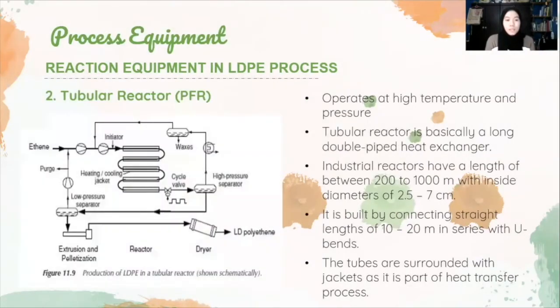The second main equipment is the tubular reactor, also known as PFR. PFR operates at high temperature and pressure just like CSTR. A tubular reactor is basically a long double pipe heat exchanger. The industrial reactors have a length of between 200 to 1000 meters with inside diameters of 2.5 to 7 centimeters. It is built by connecting straight lengths of 10 to 20 meters in series with U-bends. The tubes are surrounded with a jacket as it is part of the heat transfer process.